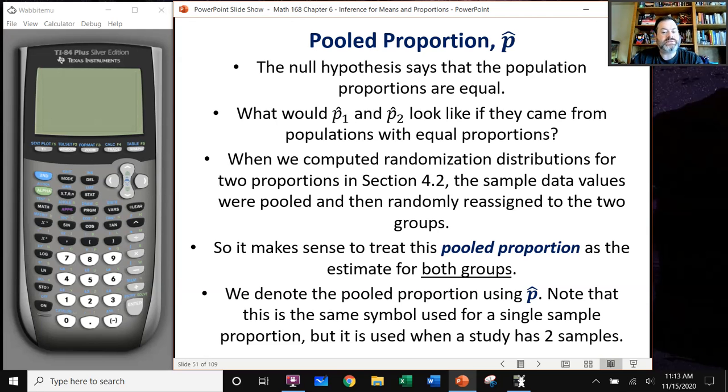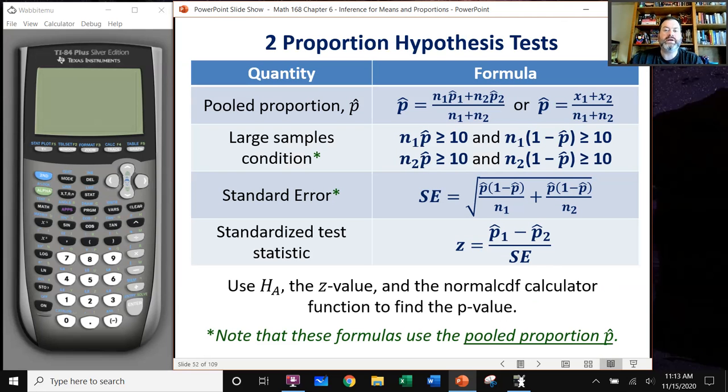And note, this is the same symbol used for a single sample proportion, but it is used when a study has two samples. So this is the only time we reuse notation in two different situations. So if you see this p hat, you have to ask yourself, are there two groups or just one? If there's one group, p hat is just the number of successes divided by n. If this is a two-group study like we're looking at here, you have to use a special formula, and the formula is given here. It's called the pooled proportion.